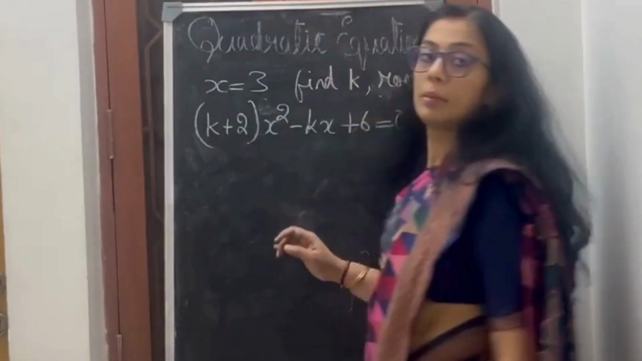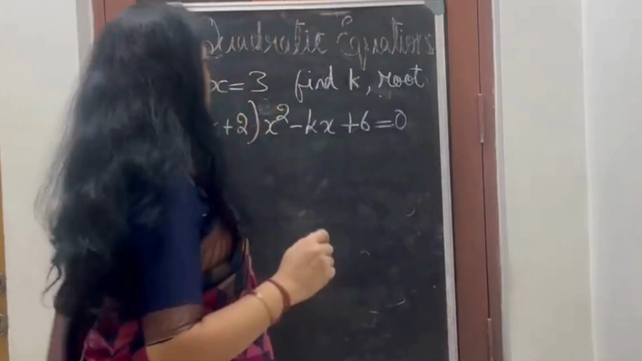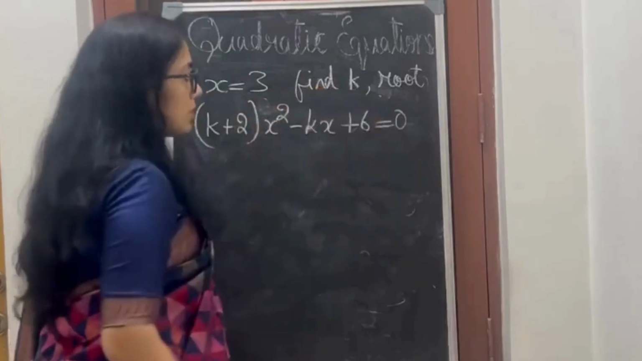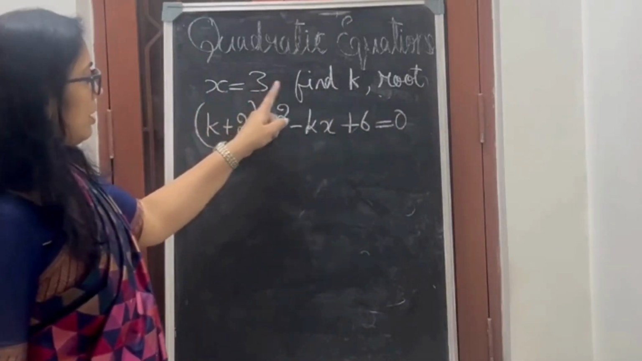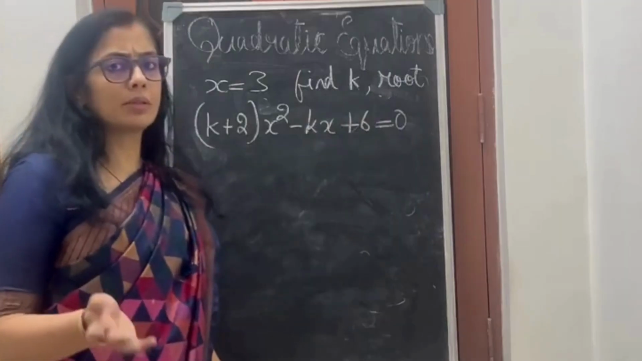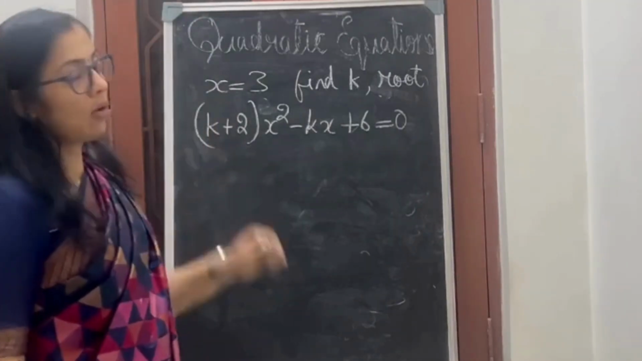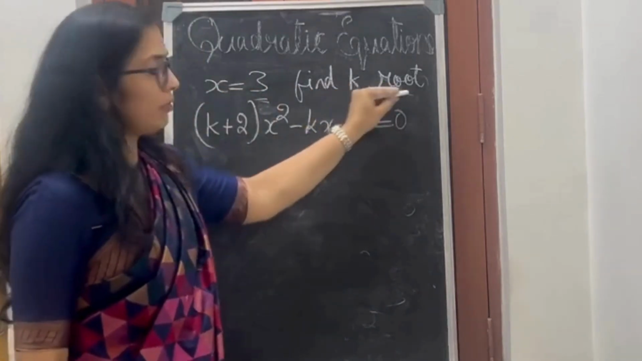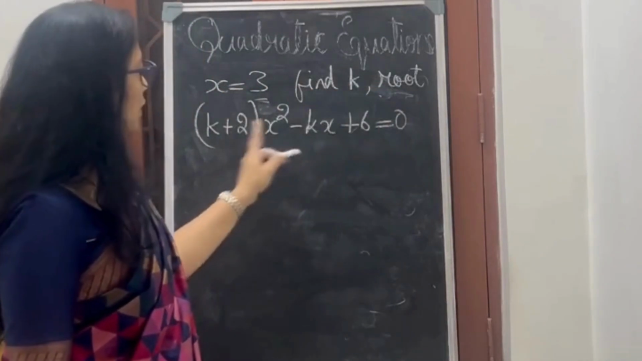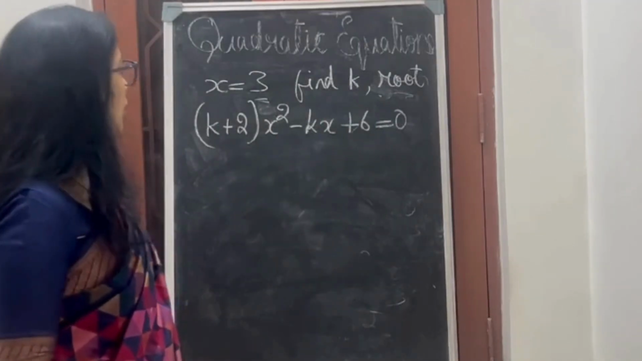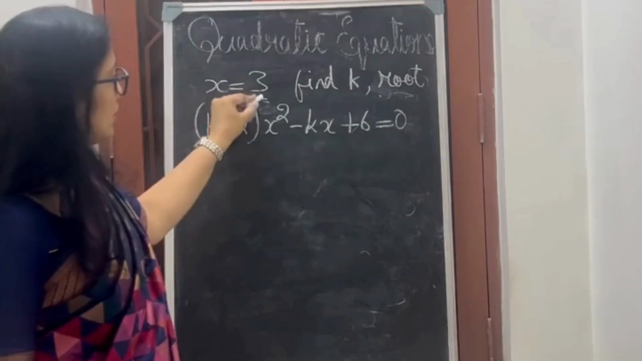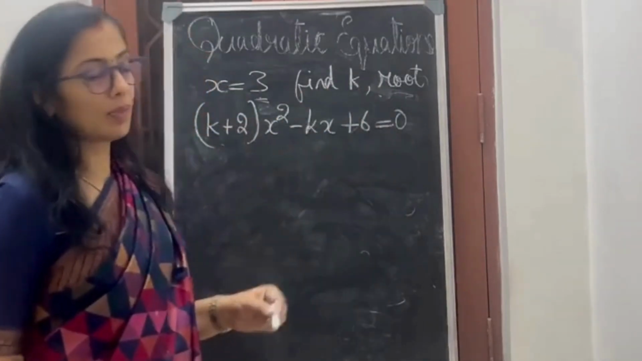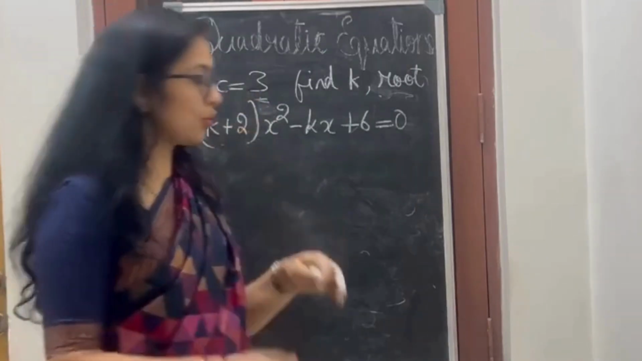Okay. My next equation says k plus 2 x square minus kx plus 6 equals 0. x equals 3, find k and the other root. What does it mean? See, x will always have 2 roots, correct? So one root is 3, find the other root. And they are also telling you to find k. How will I find out? First, I will find k by using 3. Then, when I get the value of k, I will find one more x. That time I will remove 3. I'll solve and show you how to do it.